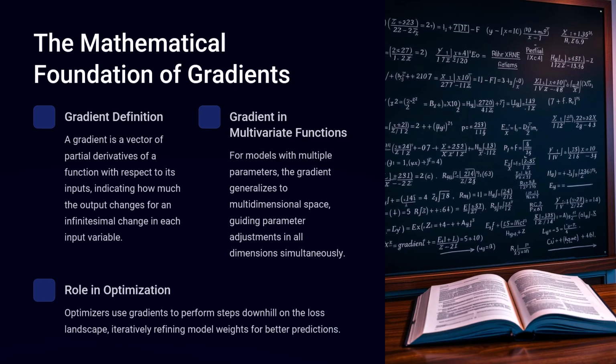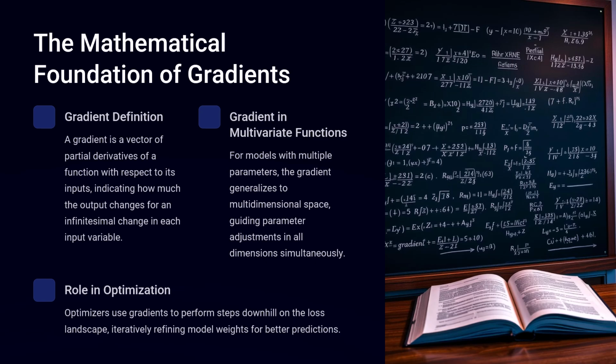The mathematical foundation of gradients. Gradient definition. A gradient is a vector of partial derivatives of a function with respect to its inputs, indicating how much the output changes for an infinitesimal change in each input variable.